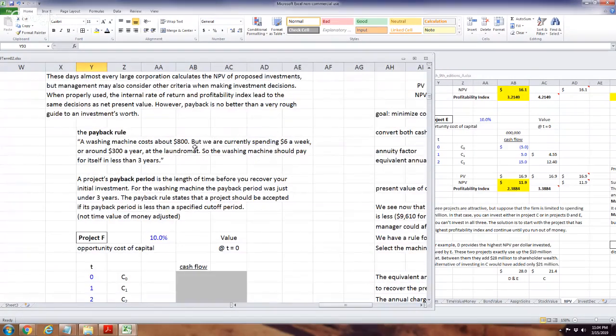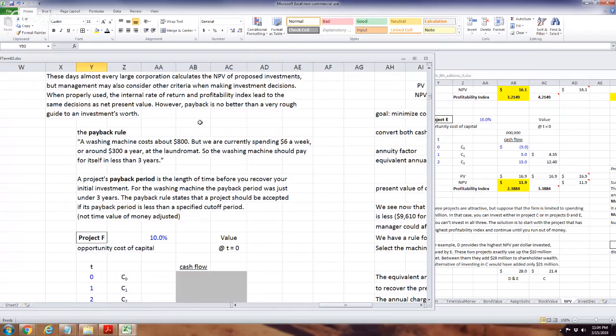Okay, washing machine costs $800. We're spending $6 a week or $300 a year on the laundromat. So yeah, less than 3 years. 3 and 3,600, then 200. So 2 2/3 a year, or whatever 2/3 is. So 8 months, 2 years, 8 months.